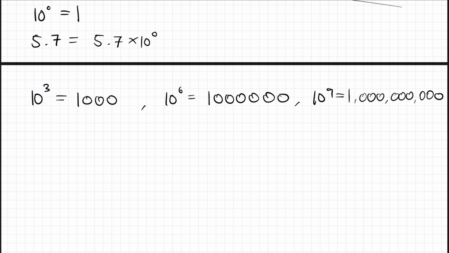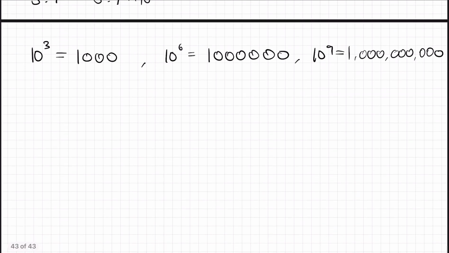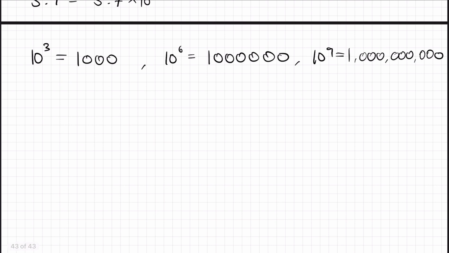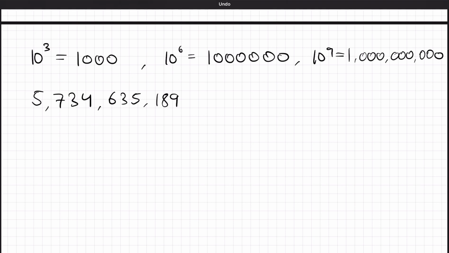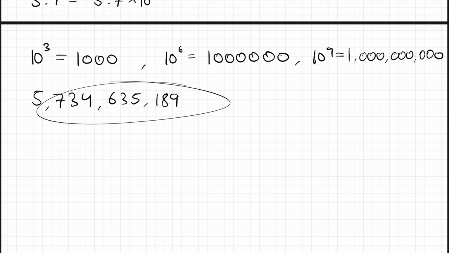This is really useful if you want to convert large numbers, especially if you're given the commas. Let's say we want to convert the number 5,734,635,189 into standard form. It's really useful to see these commas because you can match them up. A billion has 3 groups of numbers in columns and one digit over here. I hope that makes sense.